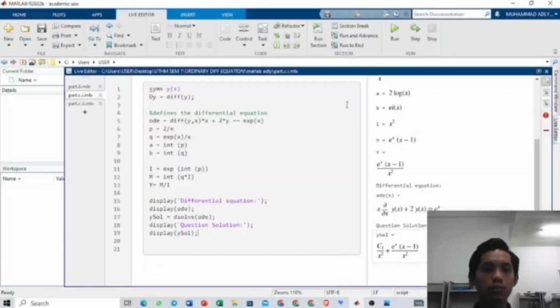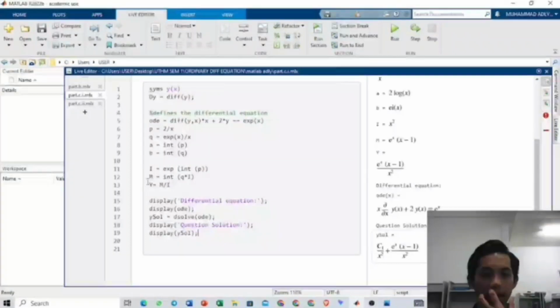Okay, for question C1 Roman, the coding at the first line defines the function y(x) as a symbolic variable. The second line takes the derivative of y(x) and stores it in the variable dy. The third line defines the differential equation as diff y(x) plus 2y equal to exponent x and stores it in the variable ODE. The question is then displayed on the screen.